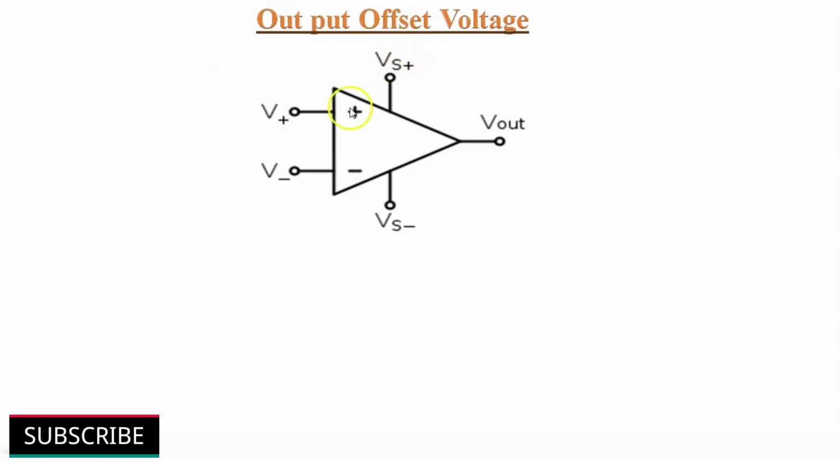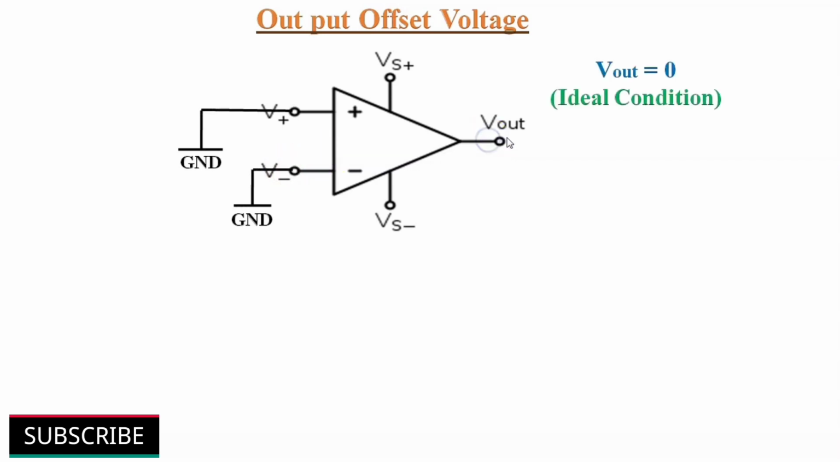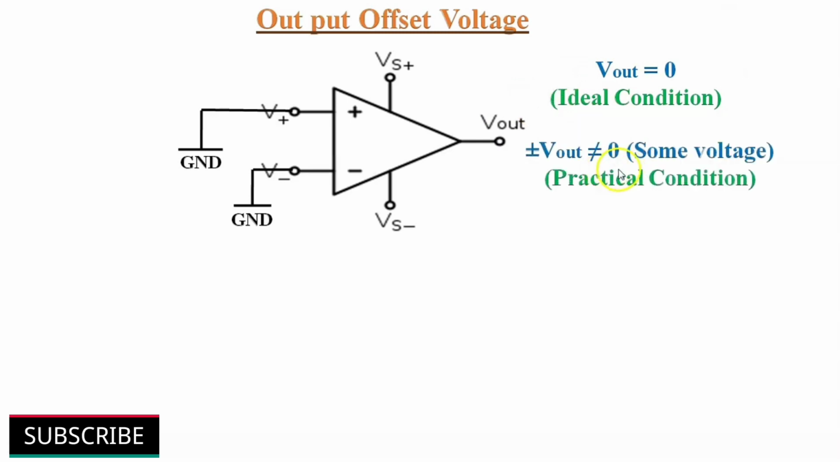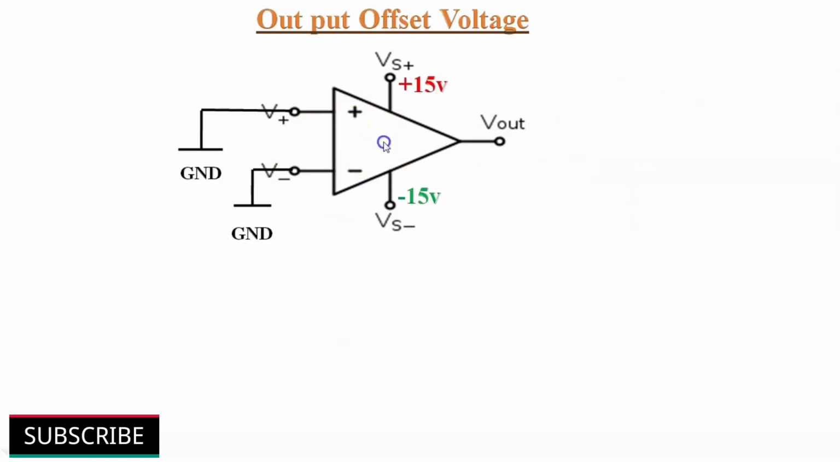Output offset voltage. When we apply 0 volts, or both input terminals of op-amp are grounded, ideally the Vout is also 0. But in practical conditions, Vout is not 0. There is some measurable voltage at the output. This voltage is because of imbalance in the differential amplifier. This voltage is called output offset voltage. However, in most op-amps, this imbalance will drive their output to a saturated level, either negative or positive. So, we must eliminate this output offset voltage. Otherwise, this offset voltage will create a problem in later stages of operational amplifier circuits.